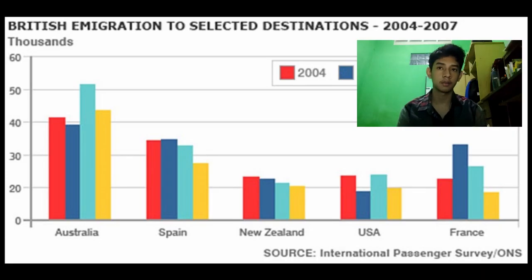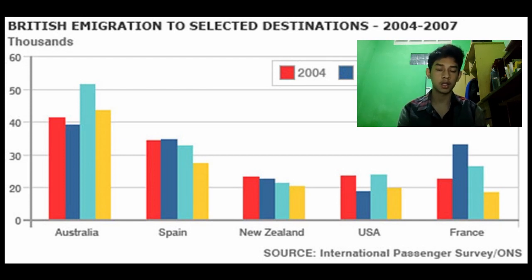The second image that I chose is the bar chart that demonstrates the selected destinations by British emigration from 2004 to 2007. The 5 destinations were Australia, Spain, New Zealand, USA, and France. It is evident that in the year 2004, over 40,000 people selected Australia as their main destination.